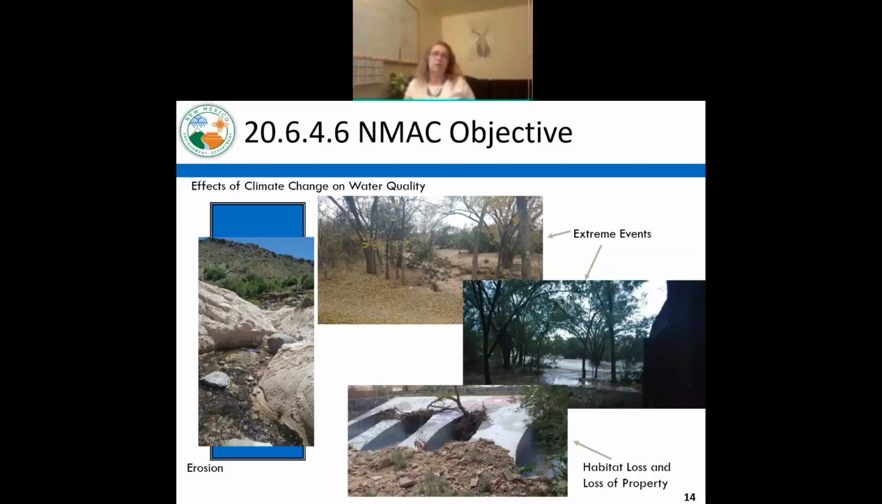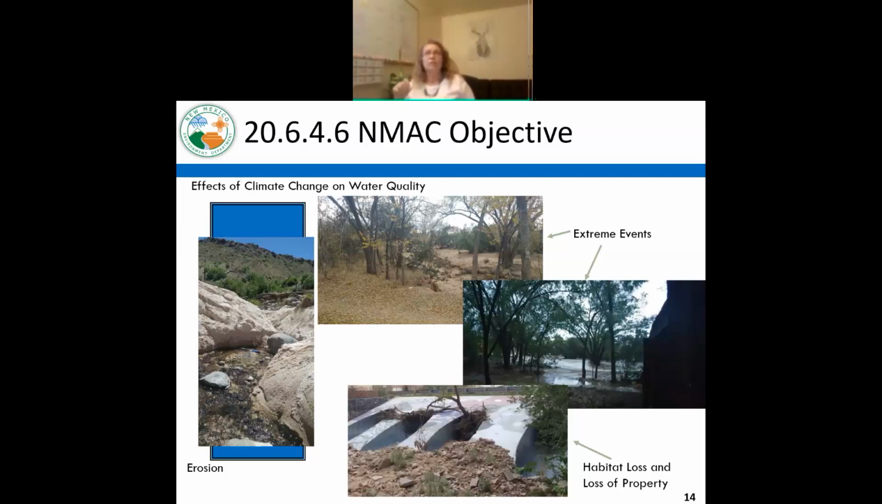So the first amendment of considerable note is a new objective to the state's water quality standards. In 2019, Governor Lujan Grisham signed Executive Order 2019-003 on addressing climate change and energy waste prevention. EO 2019-003 directs all state agencies to evaluate the impacts of climate change on their programs and operations and integrate climate change mitigation and adaptation practices.